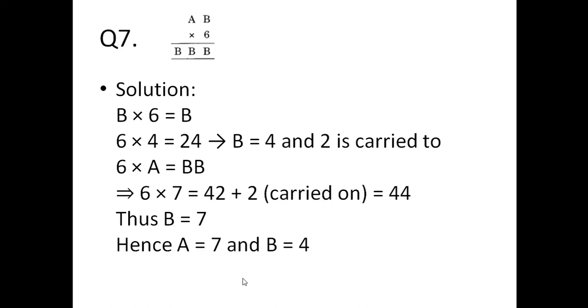Next, 6 into A we have to do, and the answer is BB. So 6 into 7 is 42, and one more carry of 2 from the previous multiplication, so it is giving 44. So we are coming to the conclusion A is equal to 7 and B as 4.